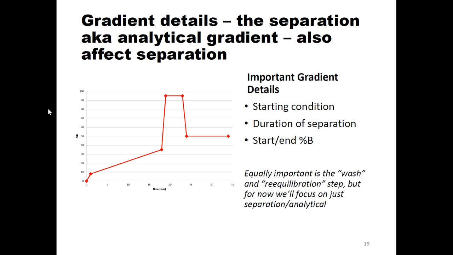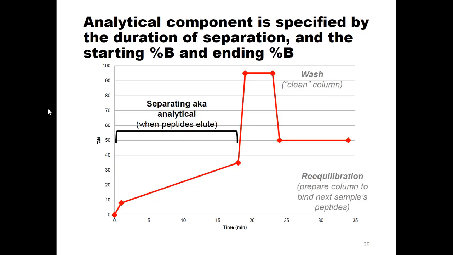There are a couple of components in this figure that I want to point out. One is the starting condition, which is whatever this value of B is at the start of your gradient. The second thing is the duration of the separation, so that's this piece here. And then finally, the start and end of the B. The most important part, I think, typically, is that separation. This is when you're actually separating your peptides out, the peptides that you typically want to measure.